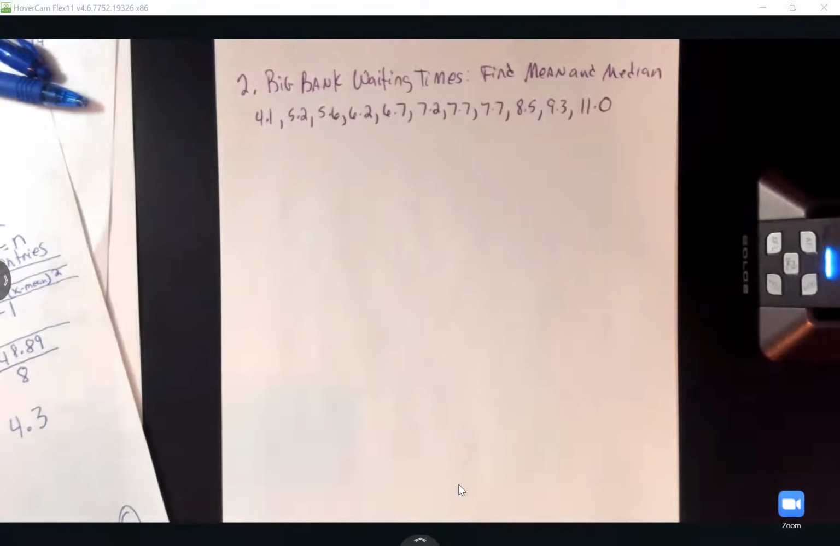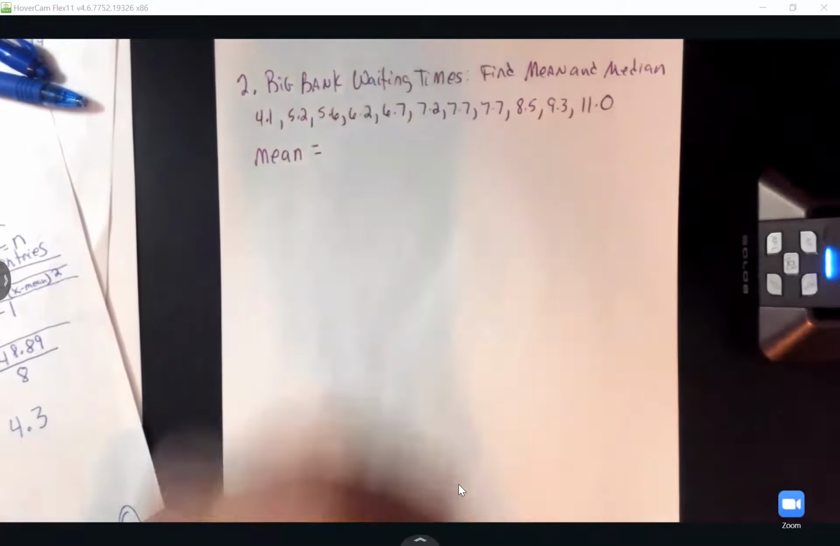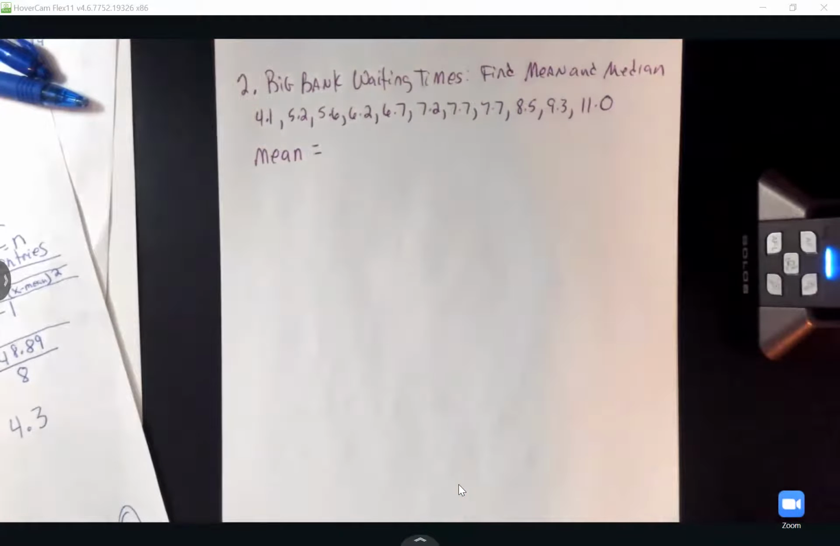So what they want me to do is find the mean, median, and then we're going to sort of compare them and see what's up. So first, we're going to find the mean. So I'm not using a calculator this time. I'm just going to figure out, we're going to do this by hand. So how did y'all find the mean of this data?